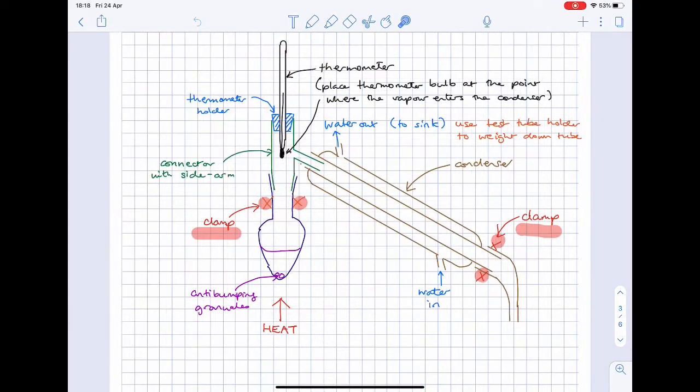Now, the exam board has been quite strict in marking the diagrams of apparatus, so make sure you practice drawing these diagrams correctly. What they don't like you to do is draw the condenser fused with the rest of the equipment. This is a separate piece of equipment to the connector here, and this is separate to the flask here. A lot of students just draw all this fused into one piece of apparatus, and that would be marked wrong in an exam.